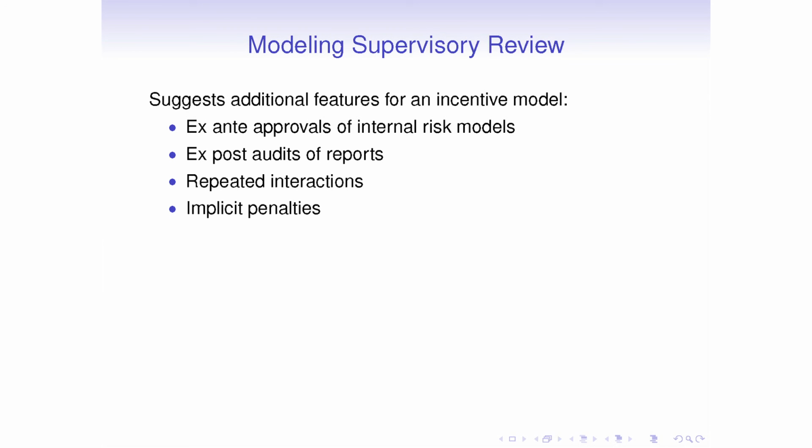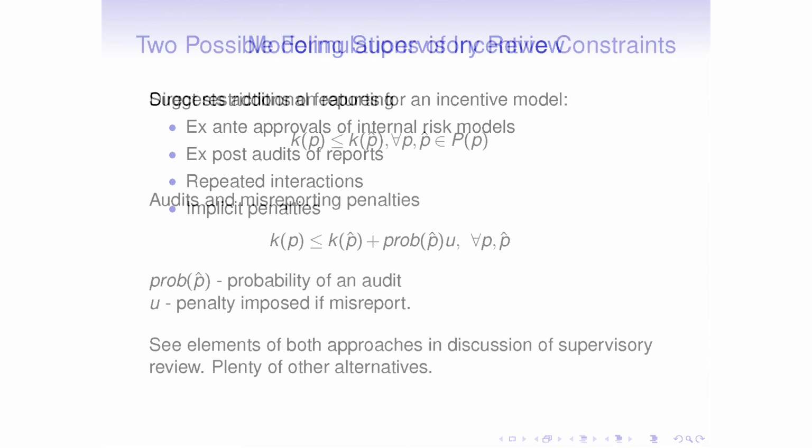So, based on the way they do things, it suggests some additional features for the real basic, stripped down incentive model I showed you. You might want to think about things you would add to capture what's going on in this process. There are ex-ante approvals of internal risk models. There's some screening that goes on there. There could be ex-post audits of reports. Not to mention the repeated interactions, as well as implicit penalties.